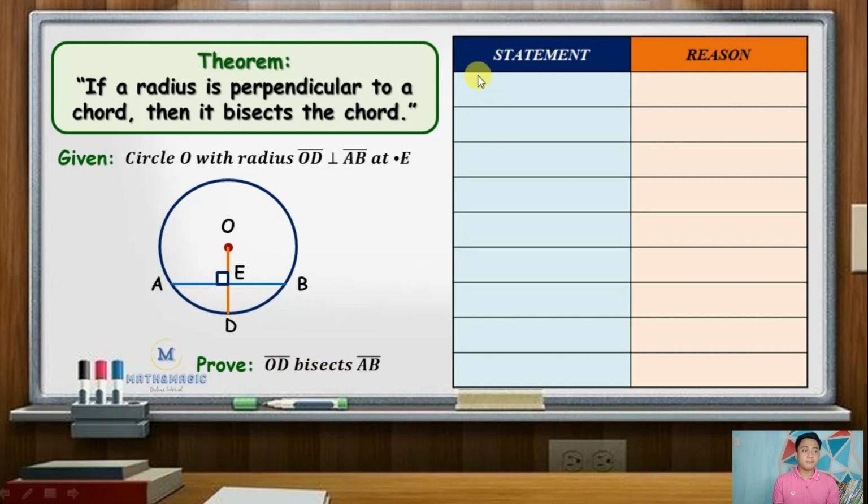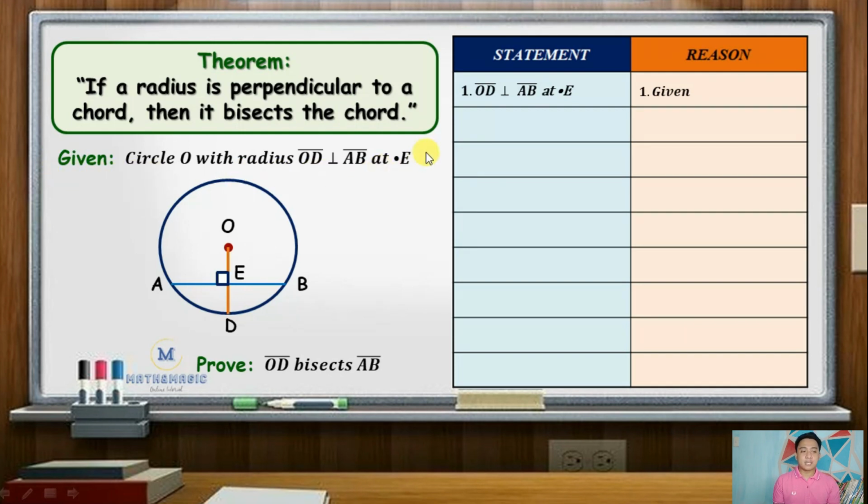For the first theorem, the first statement is radius OD is perpendicular to chord AB at point E. For its corresponding reason, we will write given. Remember that this assumption is already stated in the beginning.